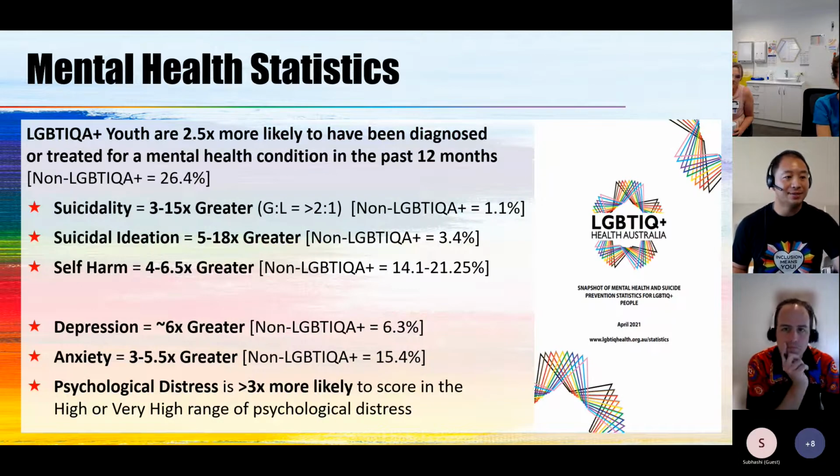Looking at more statistics as well, this is looking at young people in the community, and you can see that LGBTIQA+ youth are 2.5 times more likely to have been diagnosed or treated for a mental health condition in the last 12 months. Suicidality, suicidal ideation, as well as self-harm are all increased. In regards to depression, anxiety, and psychological stress, all those factors are definitely much more greatly represented in this group than in non-LGBTIQ+ people.